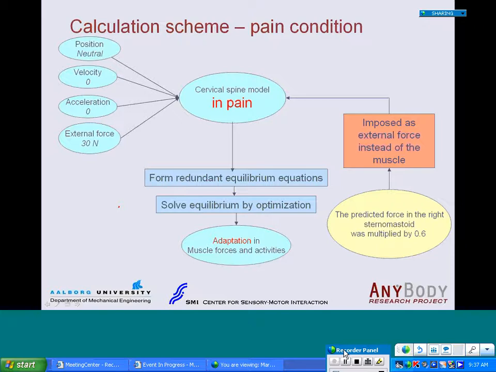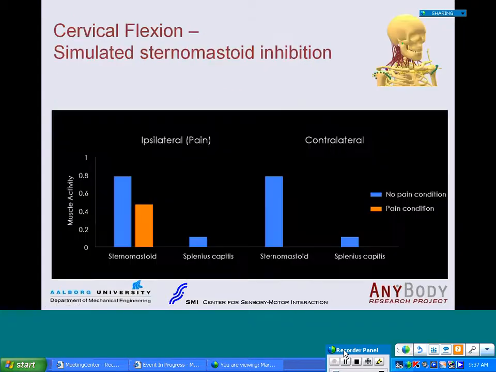So these are the results here. We have the blue bars, the EMG or the predicted activity by the model in the no pain condition, and the orange one will be the predicted activities in the painful condition. So here we have the ipsilateral side, and the sternomastoid on the right side. There's already this orange bar here, and this one here is forced. So this is not estimated, but this one here is forced. But the rest will be calculated by the model.